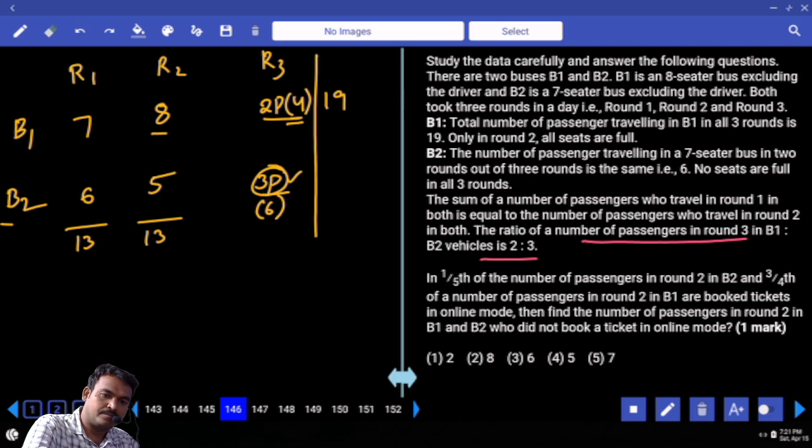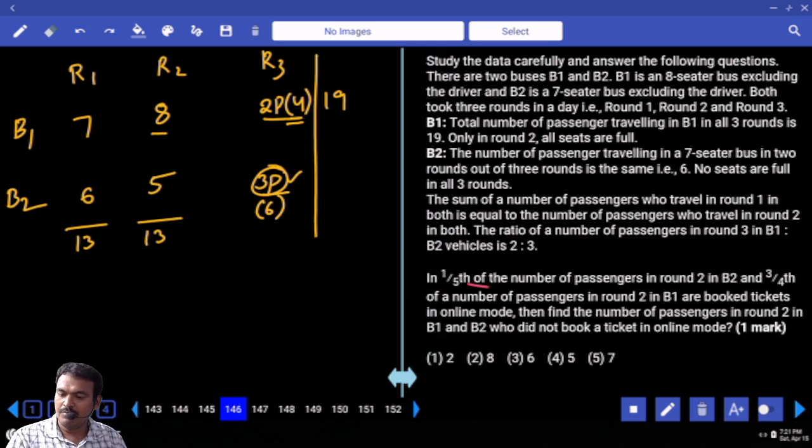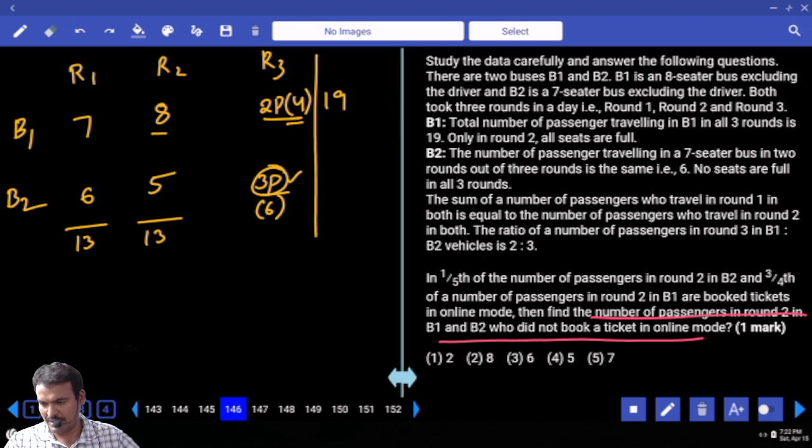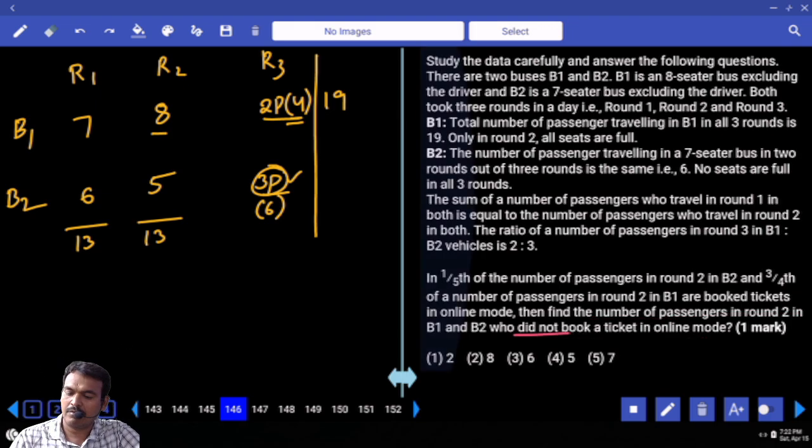Next. What is the first question? If 1/5 of the number of passengers in round 2 in B2 and 3/4 of the number of passengers in round 2 in B1 are booked tickets in online mode, find the number of passengers in round 2 in B1 and B2 who did not book a ticket in online mode. We require did not.